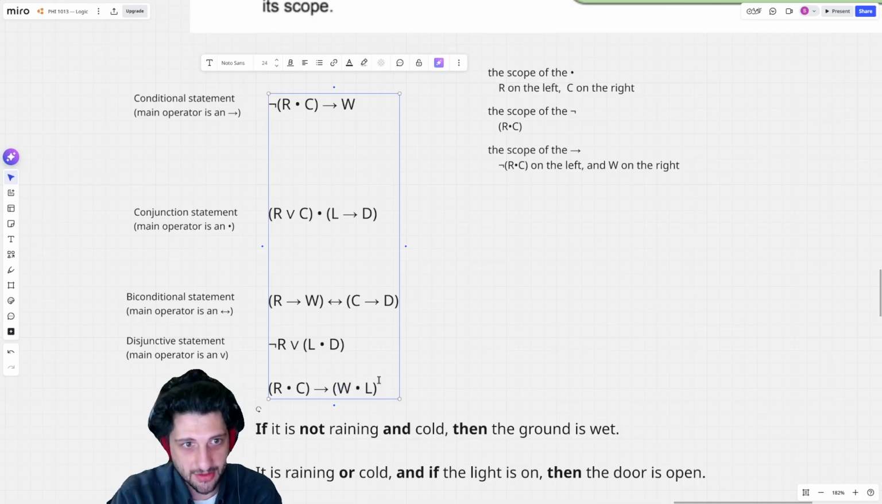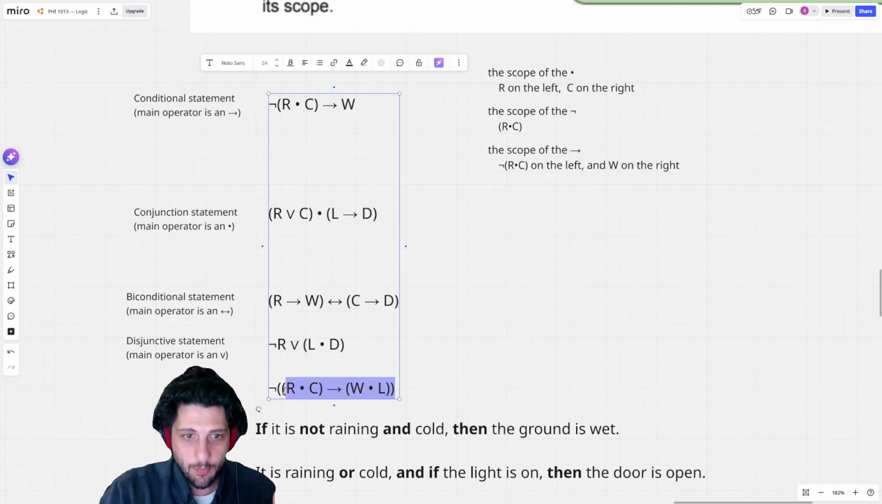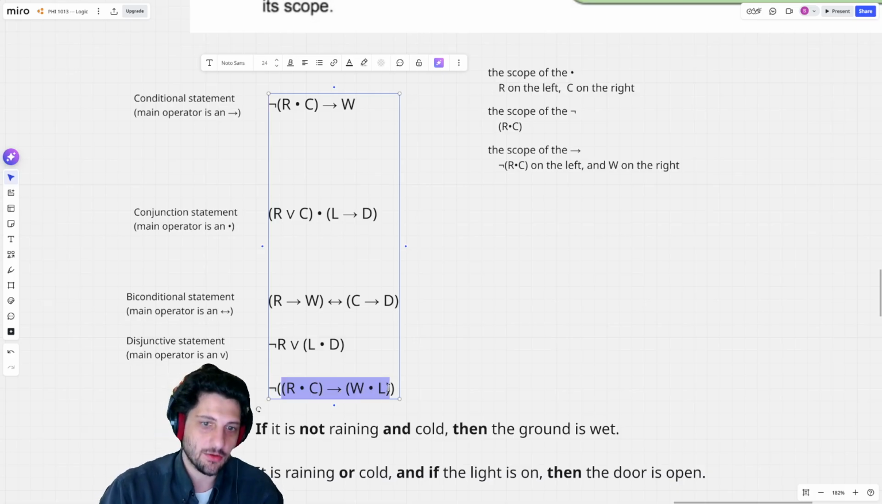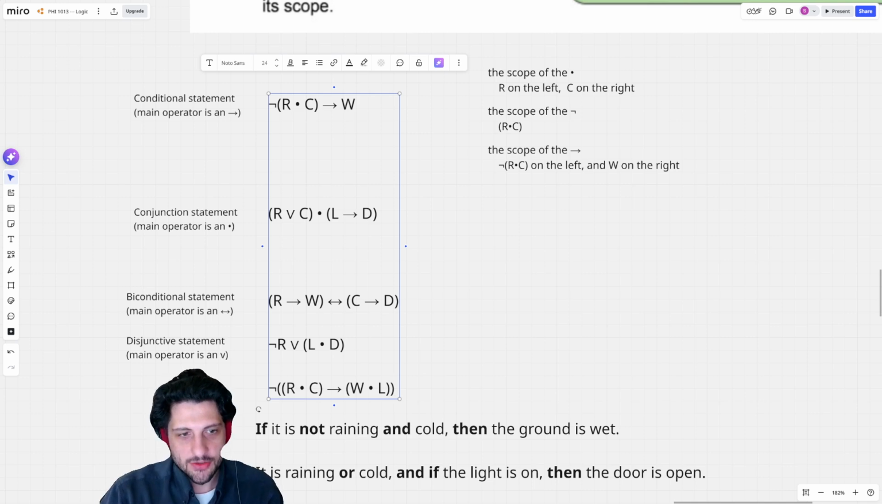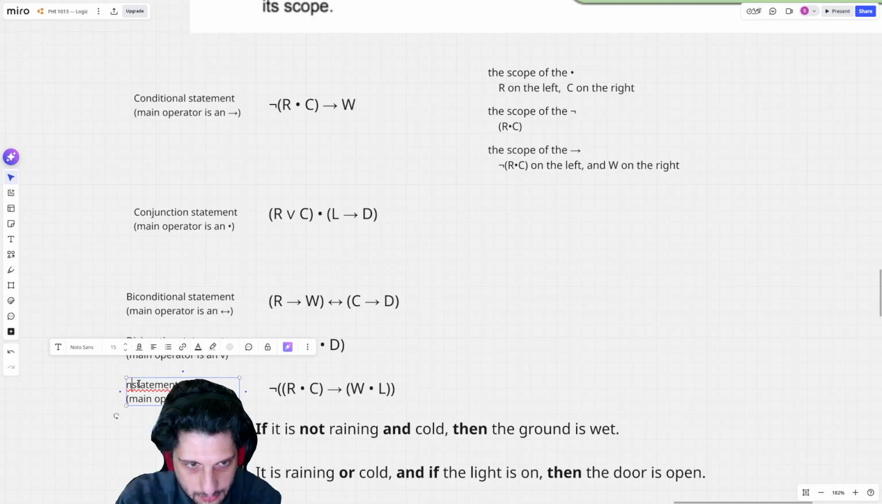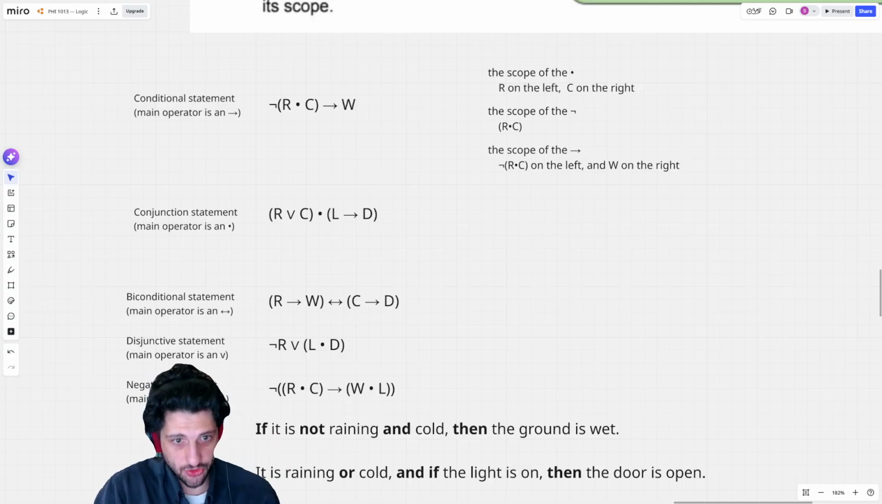Now, again, just to show you the fifth type of statement, I could wrap the entire thing together. This is still a completely well-formed formula. What I'm doing is I'm saying, hey, that initial conditional you thought was true, I'm rejecting it. I'm saying it's not the case that if R and C are true, then W and L will follow. So this is what we would call a negation. We're saying something is not true.